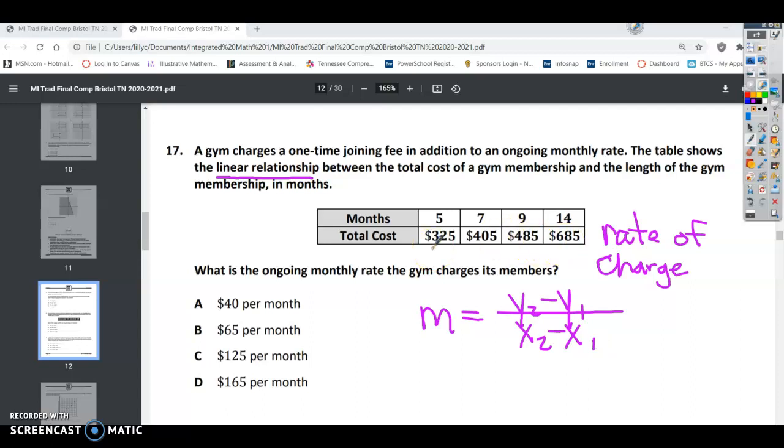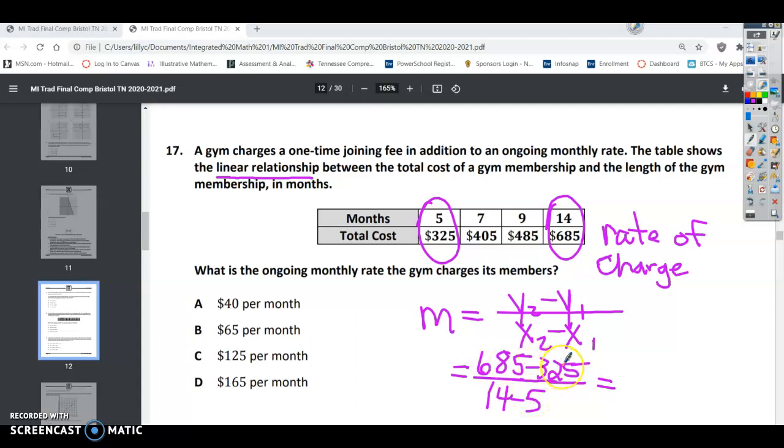Let's use this point and this point. And we can say our y minus our y, so 685 minus 325, that should be on the top here, 685 minus 325 over 14 minus 5. All right, so this is our y2 minus y1 over x2 minus x1.